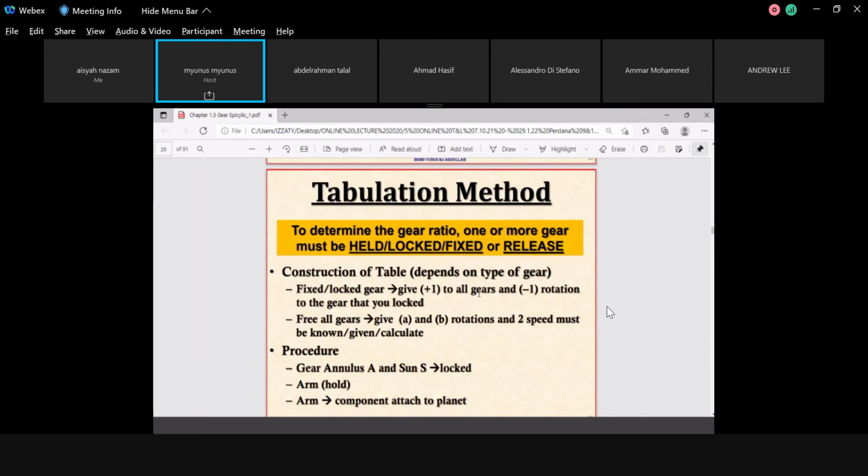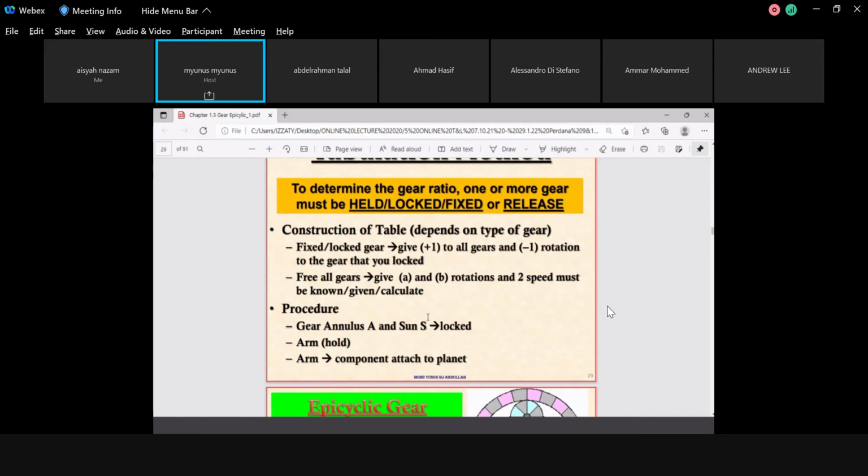If you want to fix the gear, lock the gear, you want to hold any part of the gear, you have to give plus one and minus one. Why? I will explain later. But if you want to release the gear, you don't want to lock any part of the gear, you have to give plus A and plus B. These are the variables. The reason why, I will also explain later on. If I explain here, you might not understand, because we don't basically talk about the actual example.